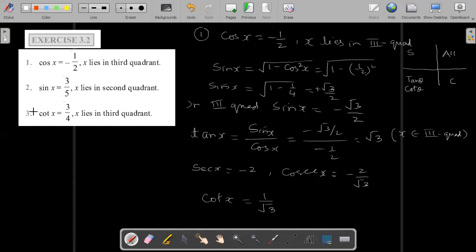Like this, we can do other questions also. Sin x is given, you can find cos x. Cot x is given, first you can find tan x. Then you can use the identities and formulas to get the values of other trigonometrical ratios.